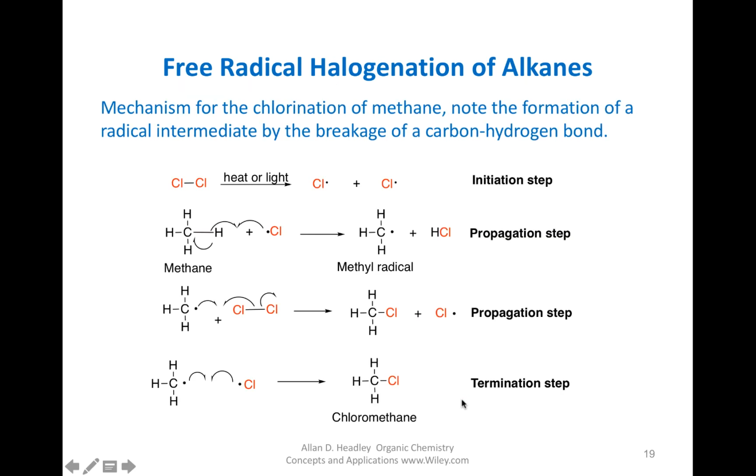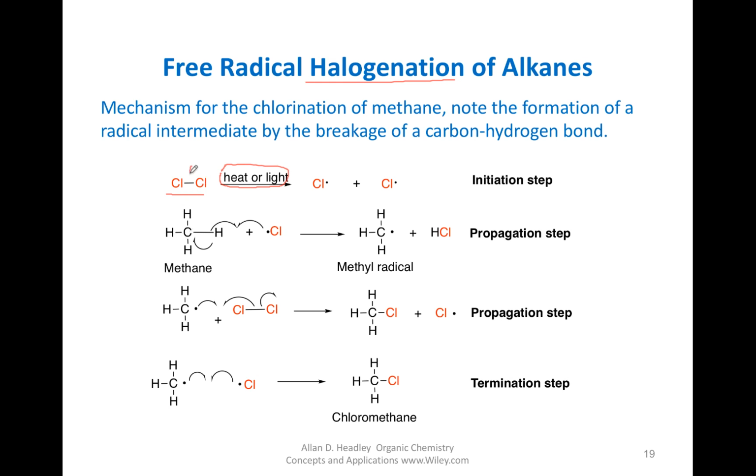So let's look at the mechanism for the free radical halogenation, in this case chlorination. We start off with chlorine. If you mix chlorine and methane in a bottle and supply energy in the form of heat or light, so that's energy, it could be either one, heat or light, that energy will break the weakest bond. It turns out that the chlorine-chlorine bond is the weakest bond compared to the carbon-hydrogen bond here.